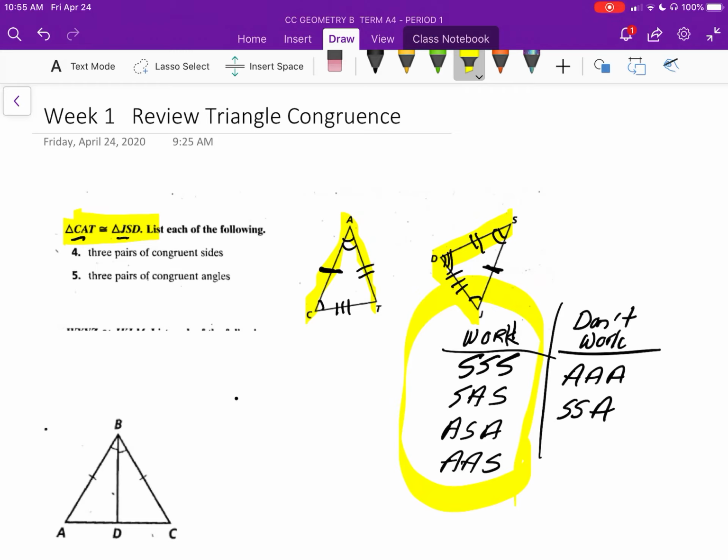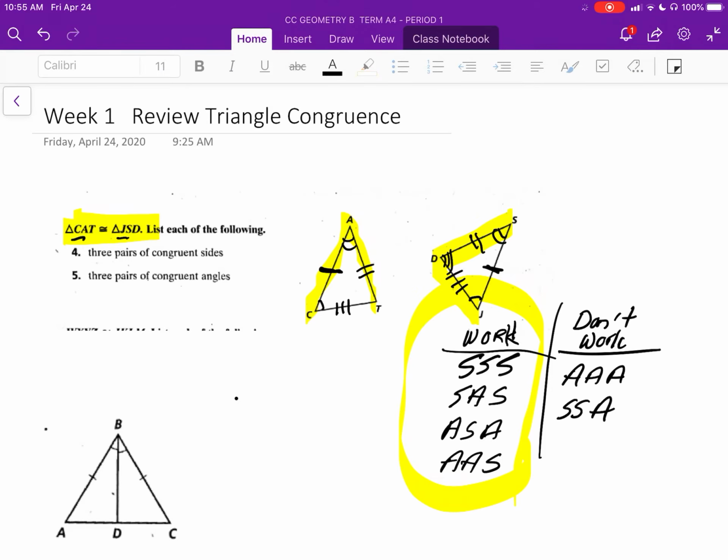So again, if we know that they're congruent, then we can say all the parts match up, right? But if we don't know they're congruent, then all we need is really 3 out of the 6 in order to prove that the other 3 are congruent.